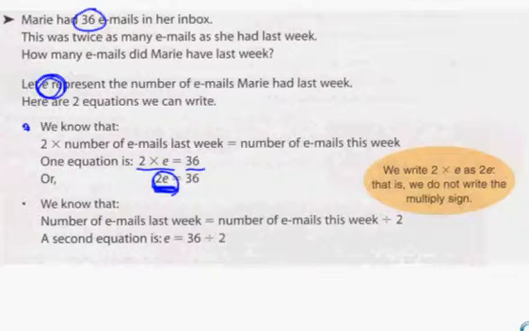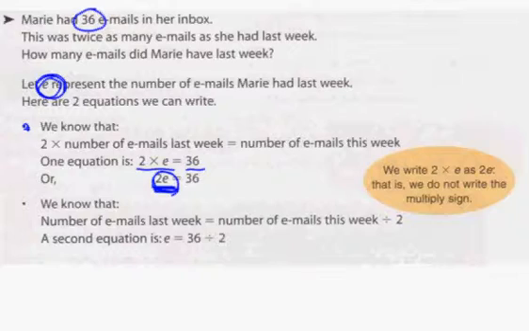In higher level math, you're going to see it like that. So 2E, just put them side by side. 2E equals 36, or you could still write 2 times E. It's up to you, but you might as well start writing it the way the rest of the math world writes it. That's why I'm teaching you now.